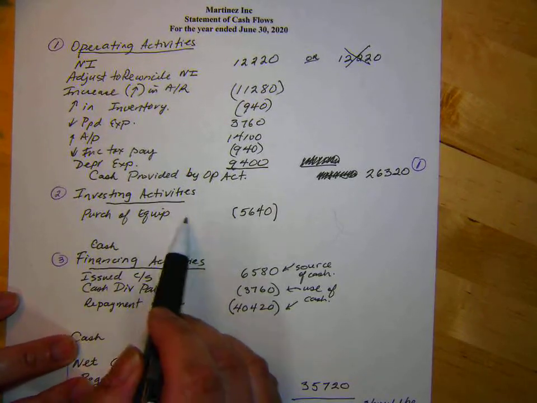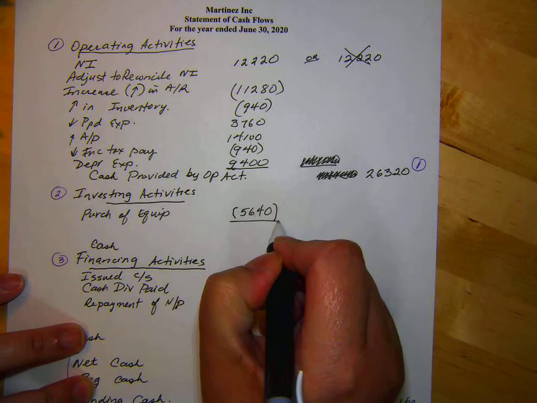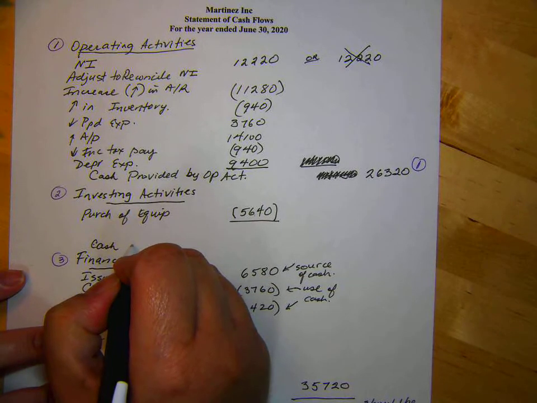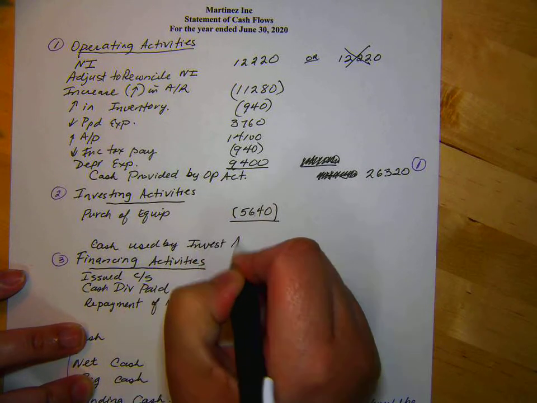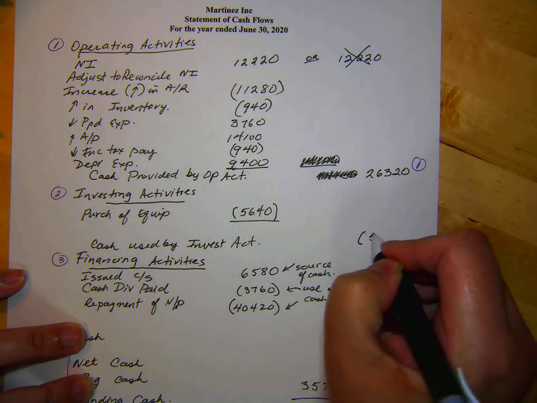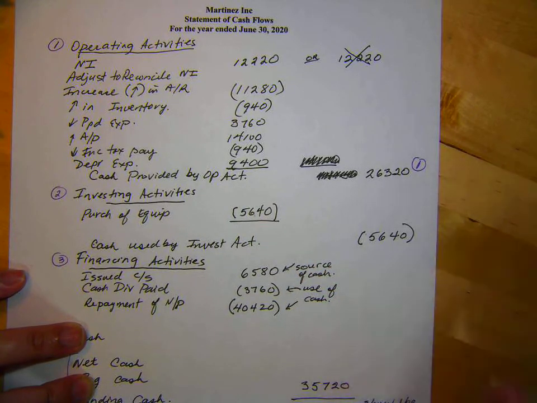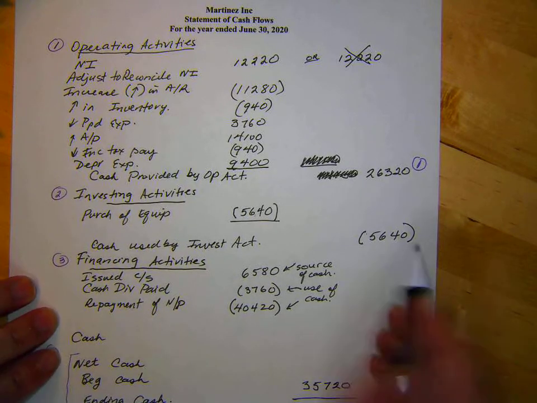So, purchase of equipment went down because we use cash to do it. And then it'd be cash used by investing activities. So that's a negative 5640. Now, you notice on the other three statements, we generally don't put brackets around the negative numbers. You have to put brackets around negative numbers here. Okay? So that's our second.